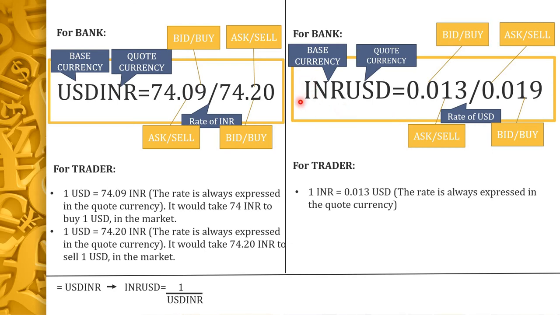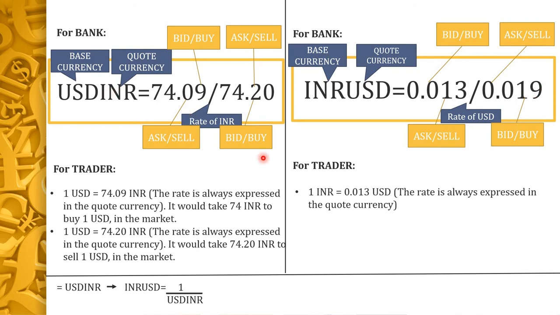Okay, so if 1 INR equals 0.013 USD, then it means it would take 0.013 USD to buy 1 INR, which is the base currency here. And if I say 1 INR equals 0.019 USD, then it would mean it takes 0.019 USD to sell 1 INR in the market.